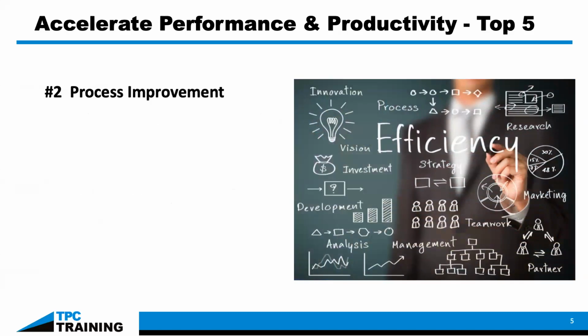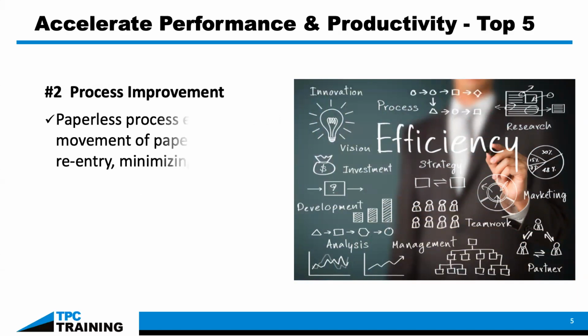Our number two top way to accelerate performance and productivity is process improvement. It dramatically changes the process. So it eliminates that movement of paper. In a lot of cases, we see clients who are gathering paper and then they're doing data entry now that they've received the paper. That means you're going to be making errors, and it takes a lot more time to collect that data.